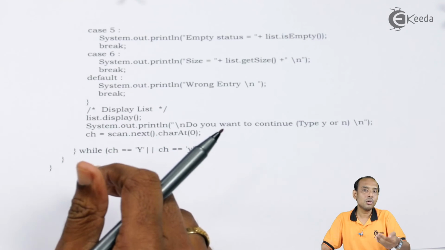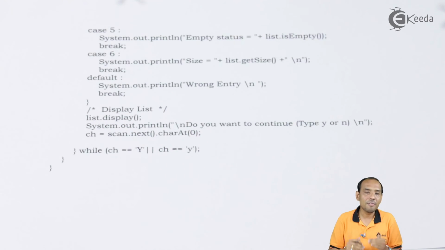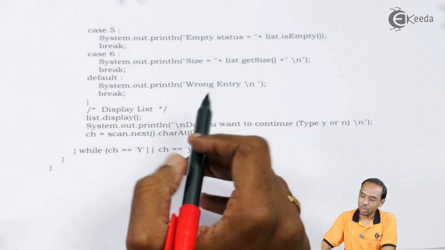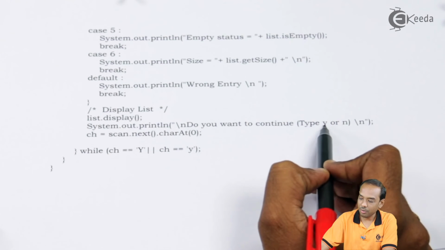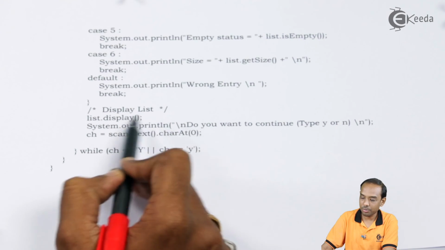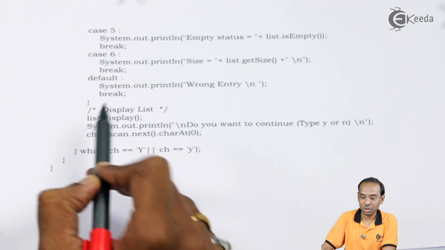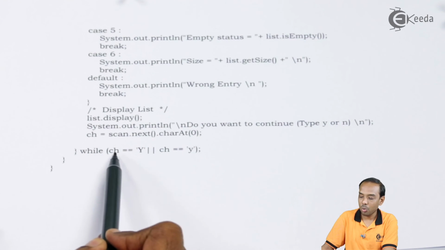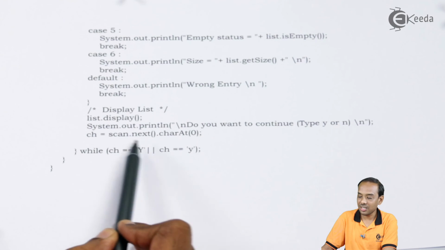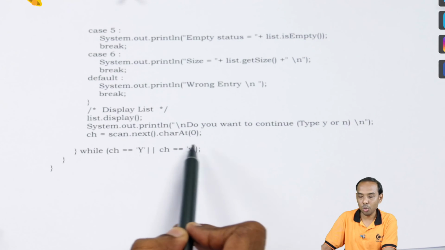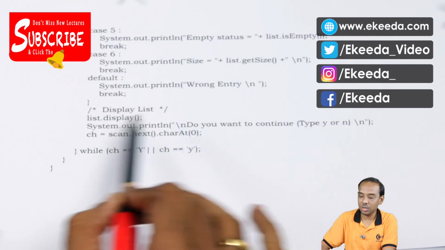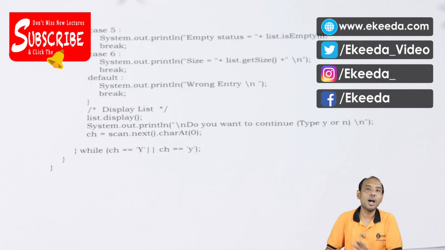Then I will be asking the user if he wants to continue with the program or not. So I will be providing him options, Y for yes and N for no. I'm going to write, do you want to continue, type Y or N. Then I'm going to take that particular scan character and store it in a variable called ch. Then I'm going to check while ch equal to Y or ch equal to small y. If both are there, then I will continue this set of operations. If it is not, then I won't continue.